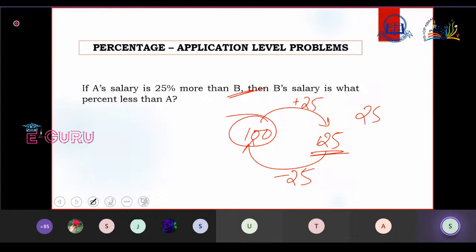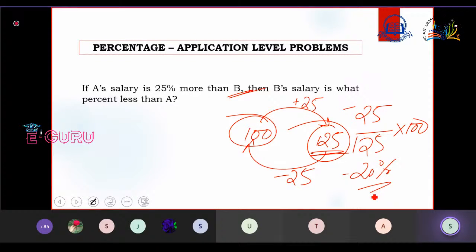So what we will do is 25 divided by 125 into 100, because here the base value is 125 only. You can put the minus sign also, so that you will get to know that it is reducing. So the final answer will be minus 20 percent. That means B's salary is 20% less than A's salary.